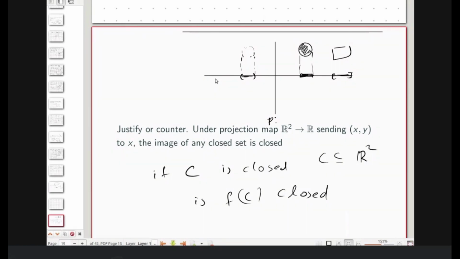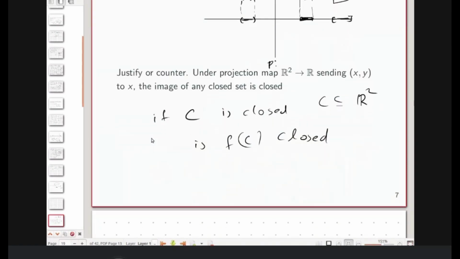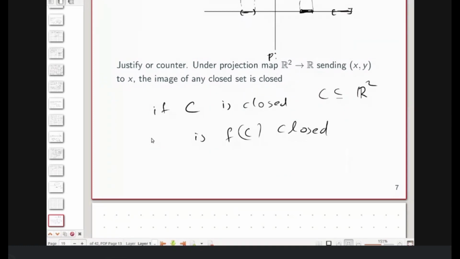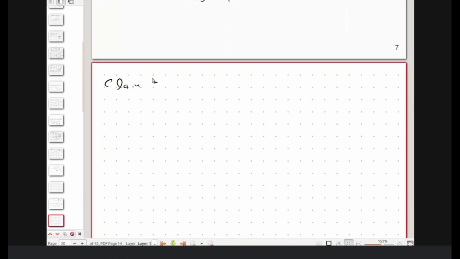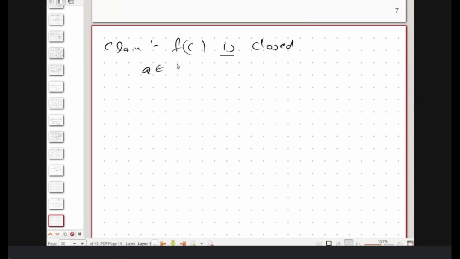Sir, can I tell? Yeah, of course. Here we have to show that f of c is closed. Yeah, I'm trying to prove f of c is closed. So my claim is f of c is closed. So I'm taking a limit point a of f of c. I'm trying to show that a belongs to f of c. Since a is a limit point of f of c, we can find a sequence an in f of c such that an converges to a. Okay, fine.